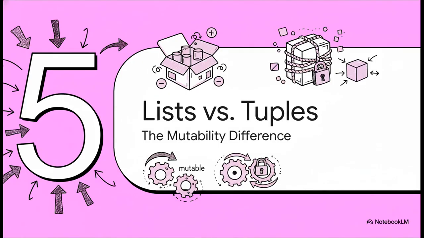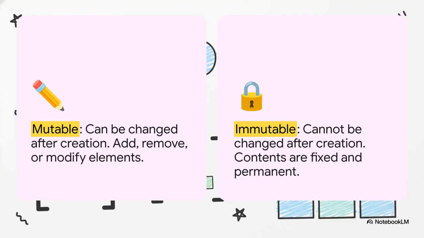This brings us to probably the most important strategic decision you'll make when using these data structures. When should you use a list, and when is a tuple the better choice? Well, the answer almost always boils down to one critical difference. And here it is. It's all about this concept called mutability. Lists can be changed after you create them. You can add, remove, or modify elements. We call this mutable. Tuples, on the other hand, are immutable. Once you create one, it is locked in. Its contents are fixed, permanent, you can't change it.